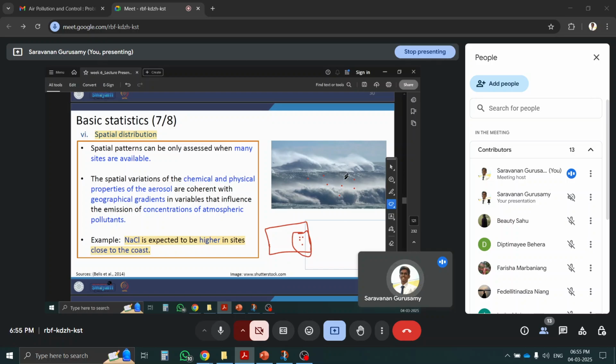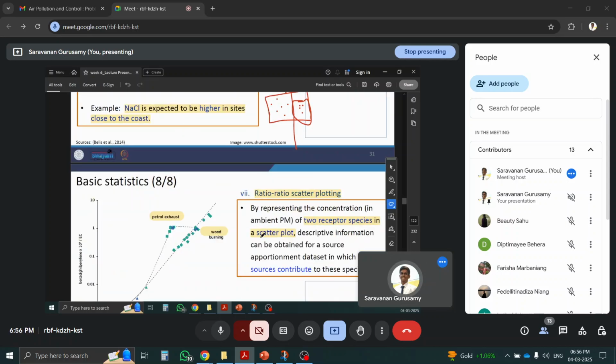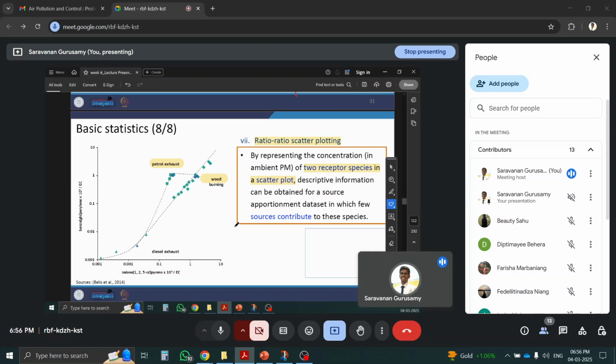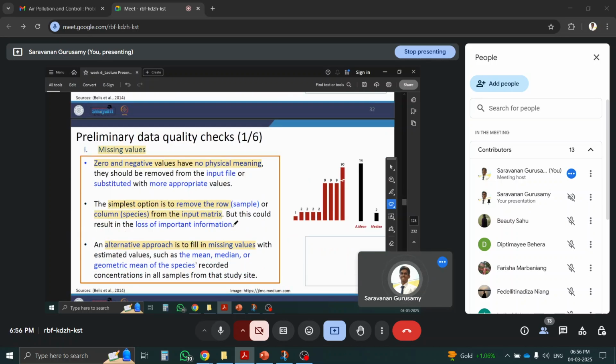So that may also be emitted into the air. So that also you have to eliminate, and you have to consider the other sources for this consideration. Then it's a ratio scatter plotting. So this is a two receptor species. If you represent the concentration of two receptor species, one from petroleum exhaust, one from wood burning, what is the concentration level? So that will give you a source contributor of different species. So that also you can get as a ratio scatter plot.